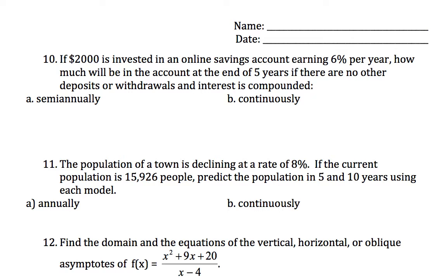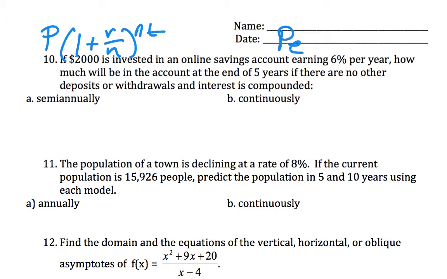All right, so let's do some word problems. These are your growth and decay. So our equation is principal times 1 plus r over n to the nt. And if it's continuous, you're going to use P e to the rt. Your final amount's equal to this or this. So it depends on how the compounding is done.